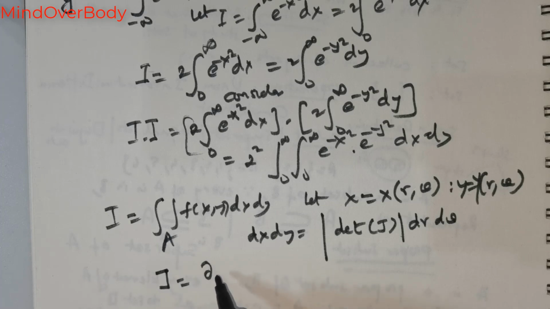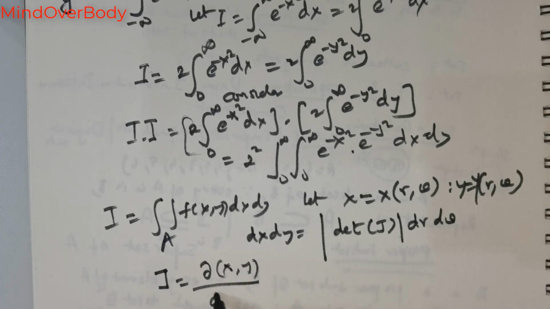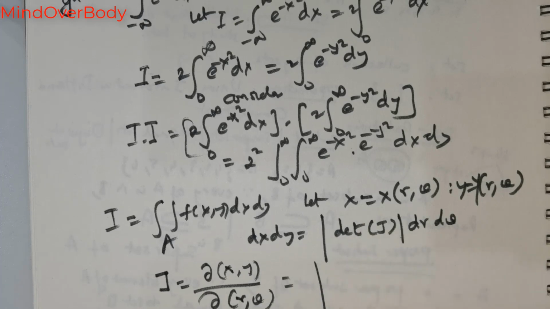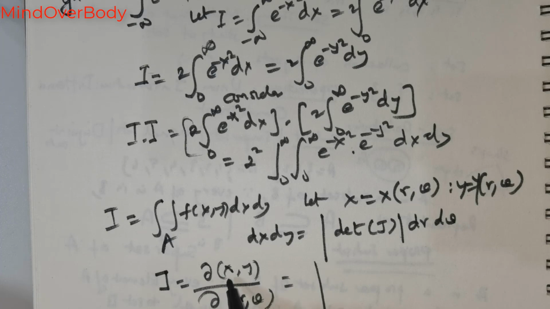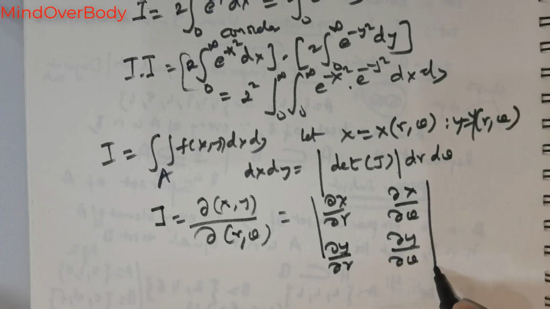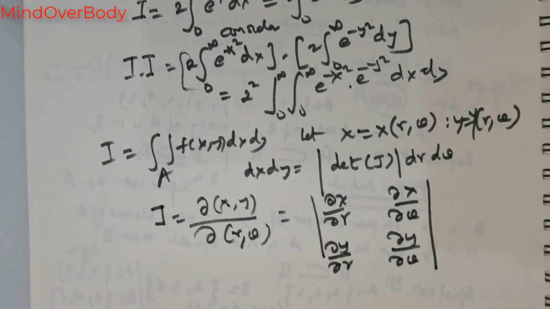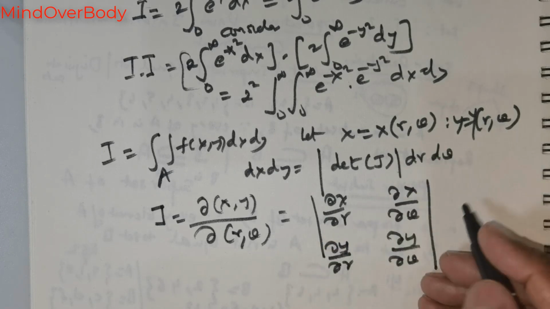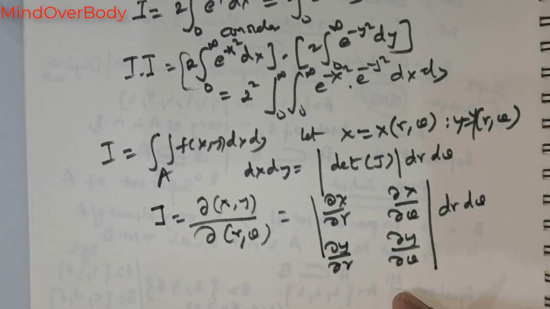J is nothing but dou of x comma y over dou of r comma theta. Now this has a formula which you can place here. First, dou x over dou r, followed by dou x over dou theta, and then dou y over dou r, and then dou y over dou theta. You need to get the determinant. That's it. It's simple, right? Once you get the determinant, you multiply this with dr times d theta. So let us do this.